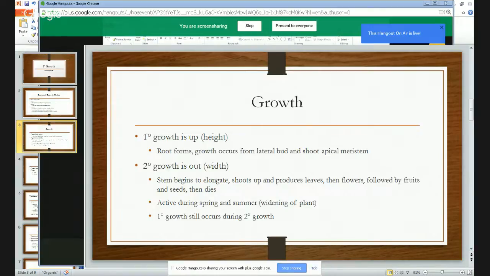Oftentimes, secondary growth is going to occur during the spring and the summer. Autumn is when it's going to start going through that dormancy, starting to get prepared to go through the hibernation if it's a perennial plant, or it's just starting to shut down and die if it's an annual plant.